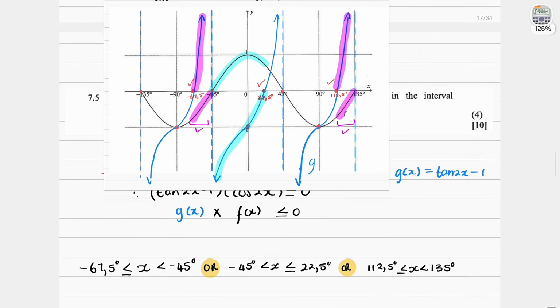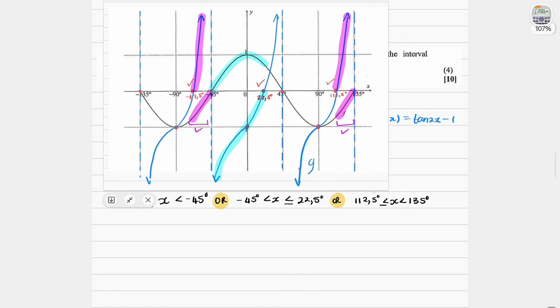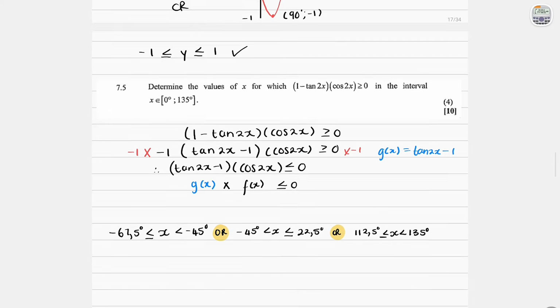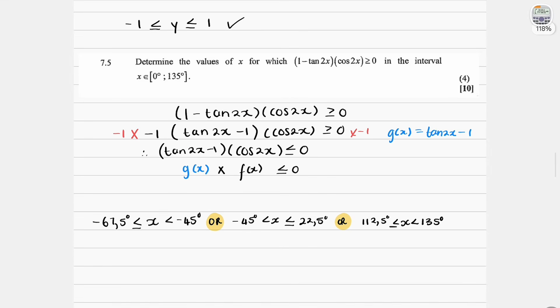And that would be all the sections where this works out. Okay, so yeah, that is it there. If you guys do see anything that I missed out, please do let me know in the comment section. And that is the last question for 7.5.